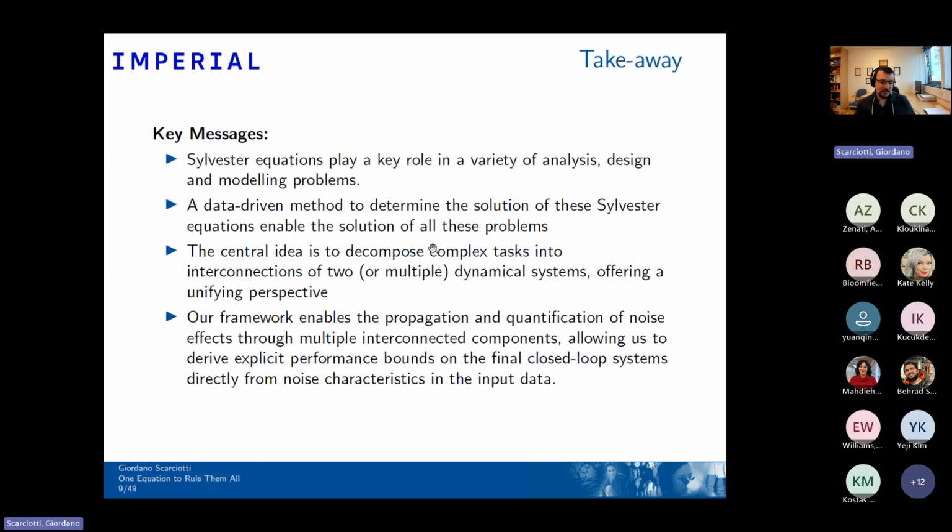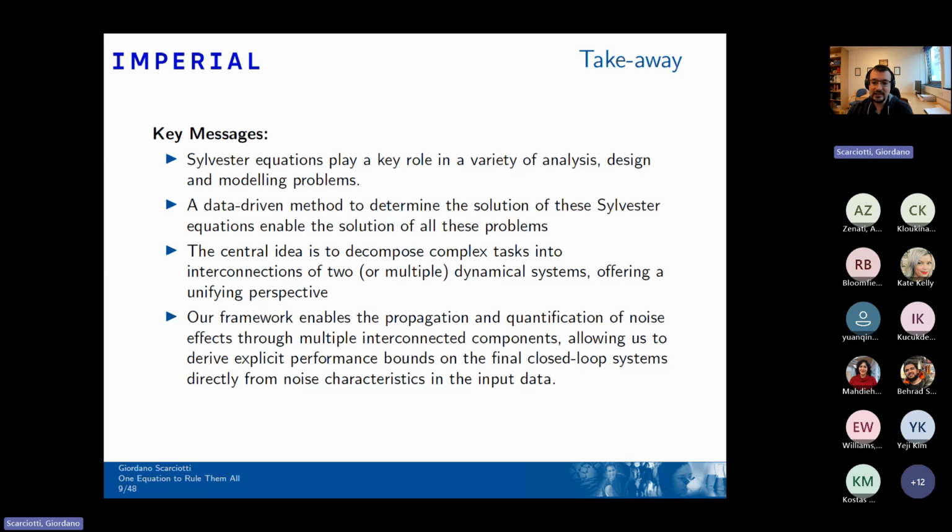Now, the key message of this talk, since I already spoke for almost 15 minutes, and I'm scared that I already lost you, is that the Sylvester equations play a key role in a variety of analysis, design and modeling problems, as I mentioned. And so the idea of the talk is that if we design a data-driven method that is specifically geared towards finding solutions for Sylvester equations, then we could solve all these problems from the same point of view. The central idea is to consider all these different problems and decompose them as interconnections of two or multiple dynamical systems, or if you want, decompose your problem in multiple steps, in which one of the steps corresponds to solving the Sylvester equation.